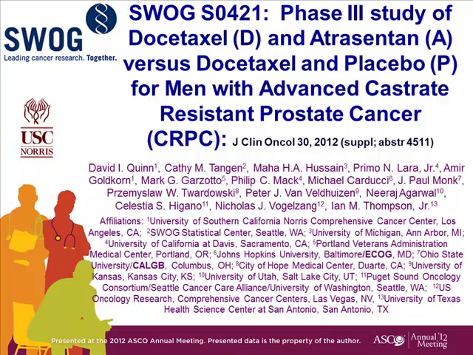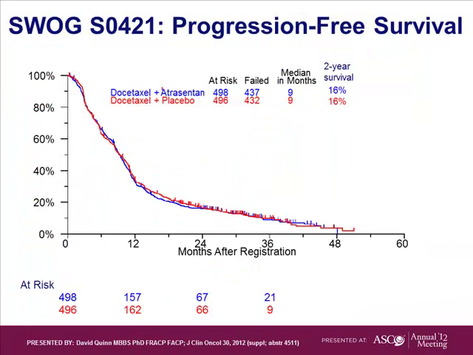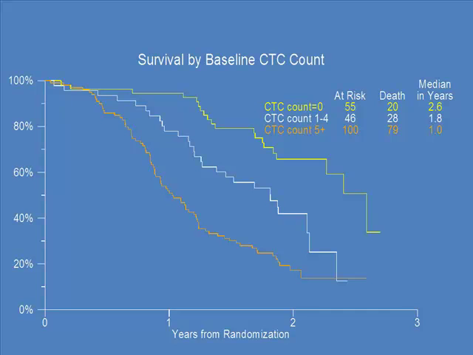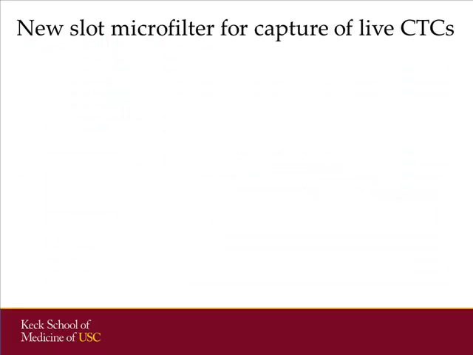SWOG S0421 was a phase 3 study of docetaxel and atrasentan versus docetaxel and placebo. And to make a long story very short, those are the Kaplan-Meier curves. The drug didn't work, but they did CTCs in these patients. And as expected, and not different from Johann de Bono and Howard Scher's work, CTCs were highly prognostic at baseline in this group of patients.